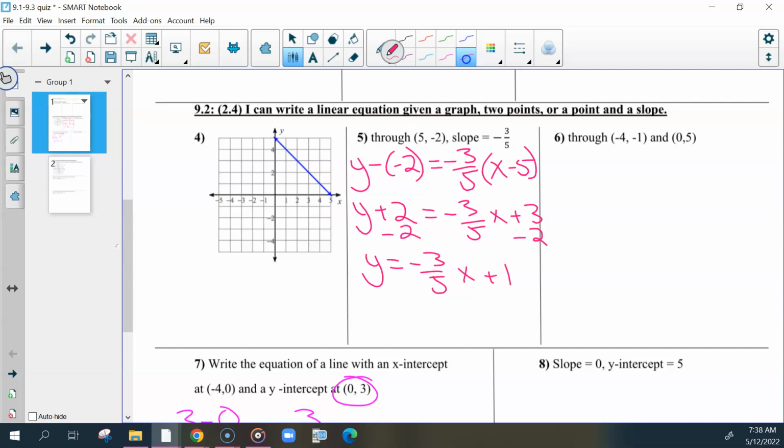Very last question on which section? Yeah, on the back. On the back of it? Yeah.